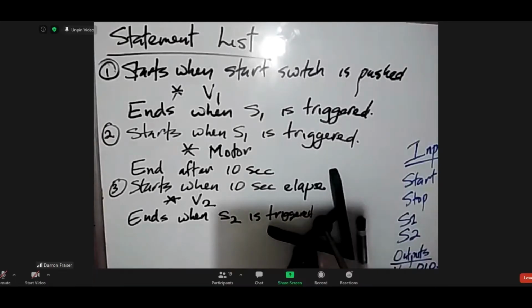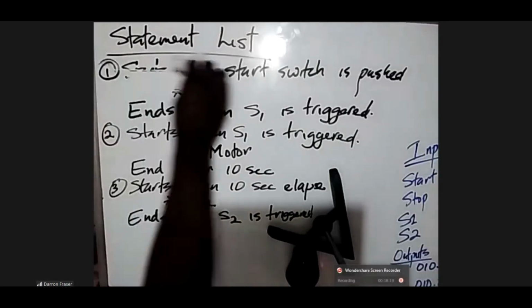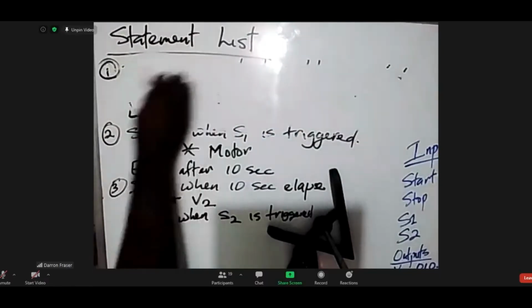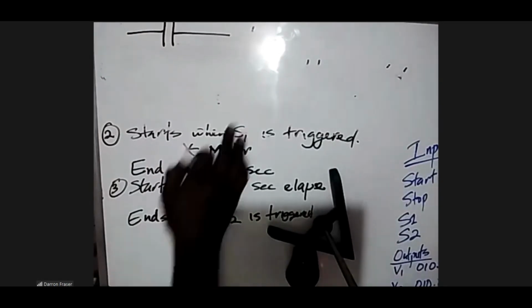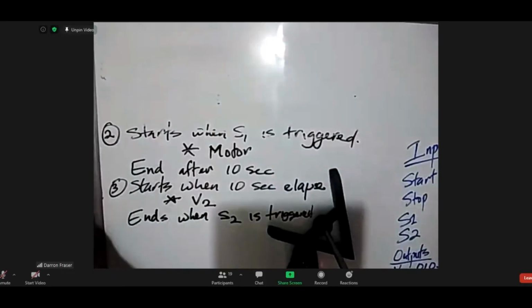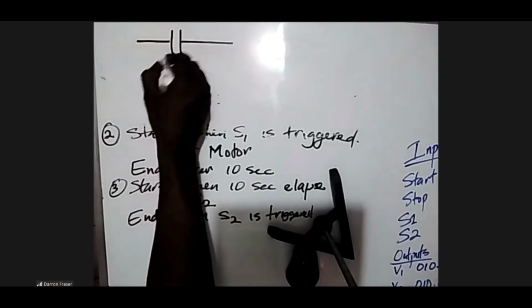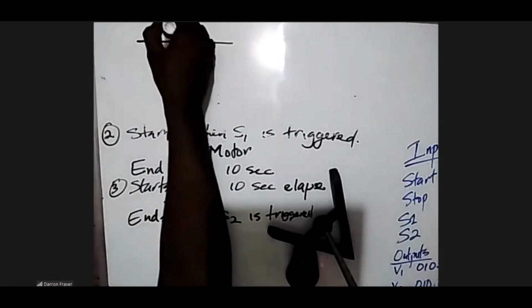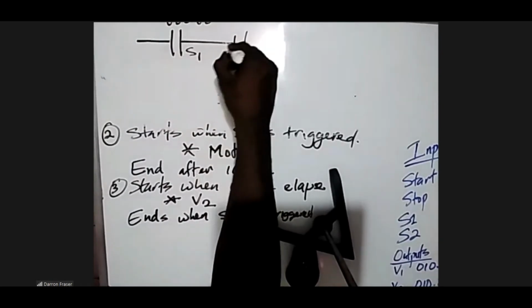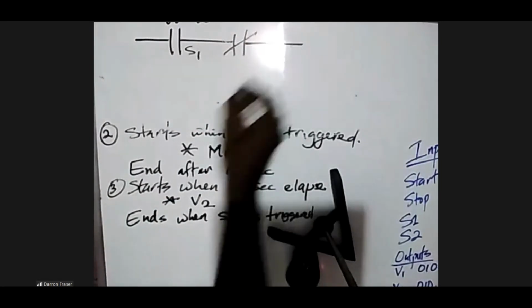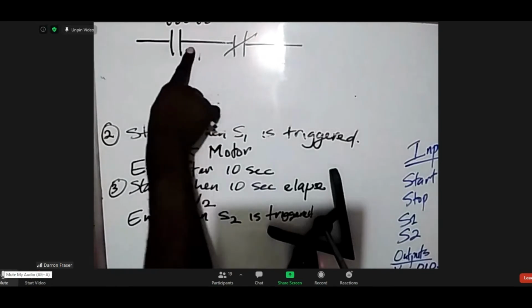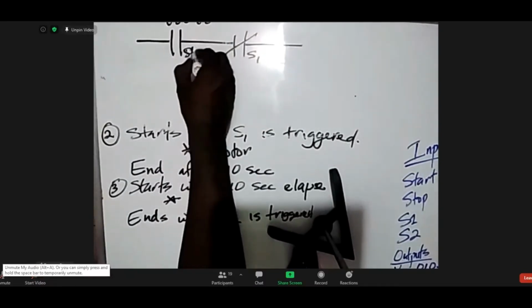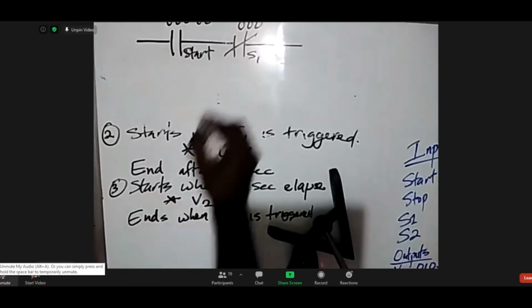All right, so I'm going to rub out the first line and write it back. So it starts, let me put it way up here. What did we write for start? So this is S1, and the address that I have for start is 000.00. And what stops it? This is the start switch. What stops it is when S1 is triggered. So this is start, and this is stop. And S1 I have here as 000.02.